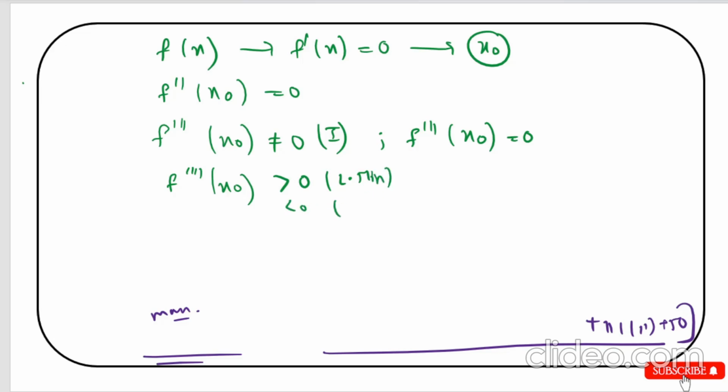If it is less than 0, you will say it is the local maxima. If it is even term, right? Fourth is even, 2 is even. So in even order terms, if you see that it is greater than or less than 0, you can say that it is local minima or local maximum.